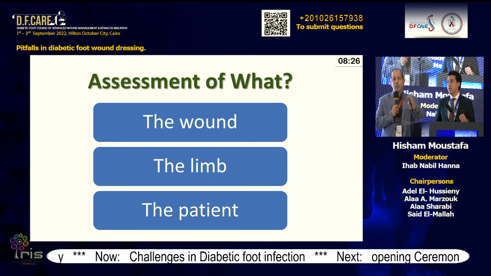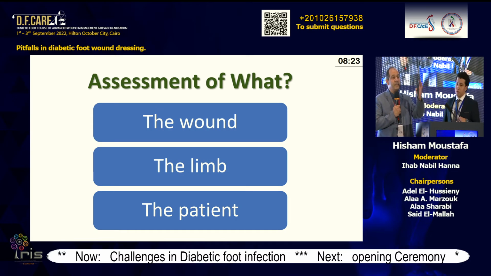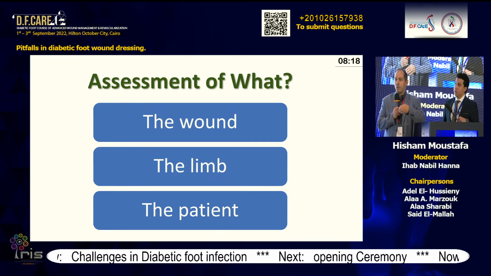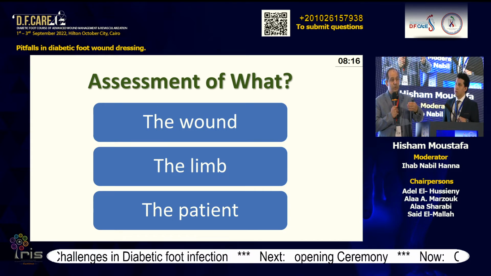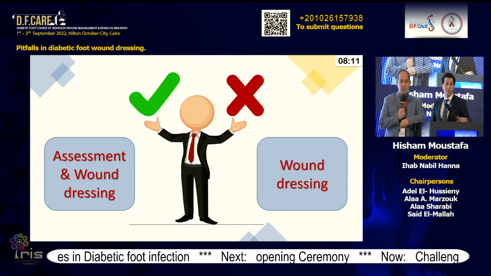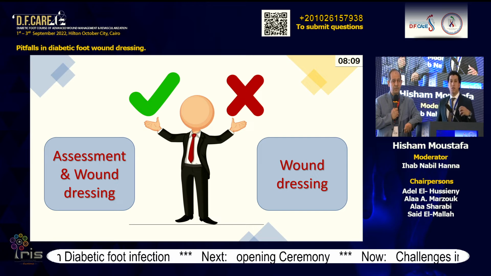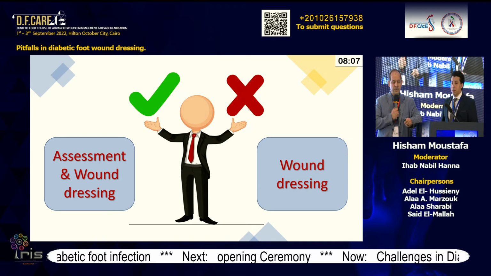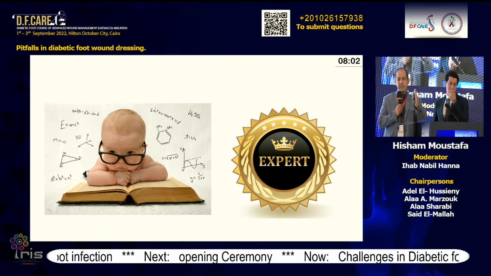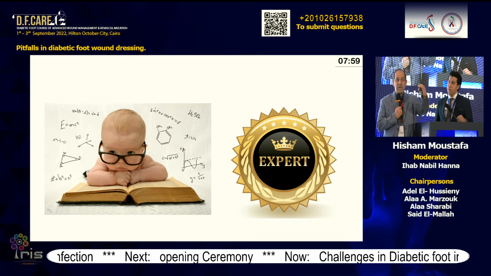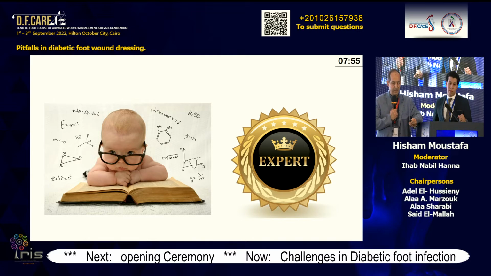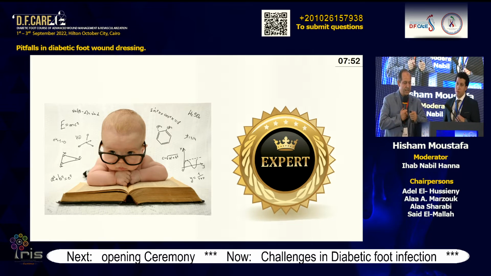What if you are going to do wound dressing and missing crepitus in the limb? What if you are going to do wound dressing and you forget that the patient is tachycardic or tachypnoeic or collapsing? So we have to say we will do assessment and wound dressing, not only wound dressing. This is very important. When going for wound dressing, say I am going to do assessment and wound dressing in order not to miss the main value of wound dressing. So wound dressing needs an expert.